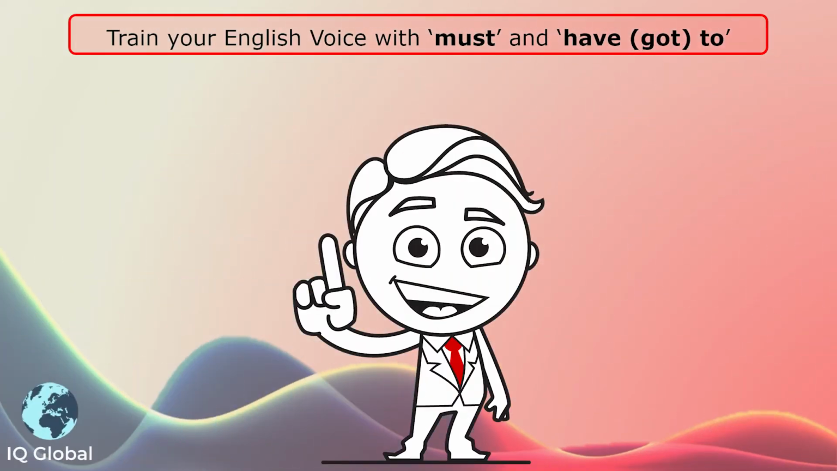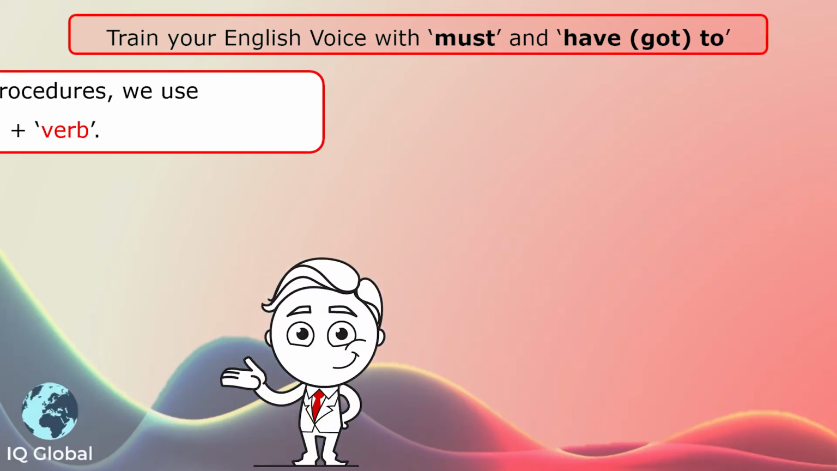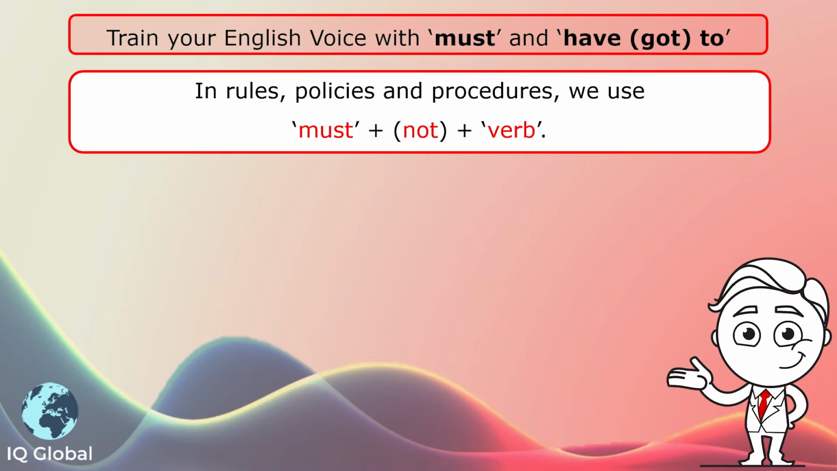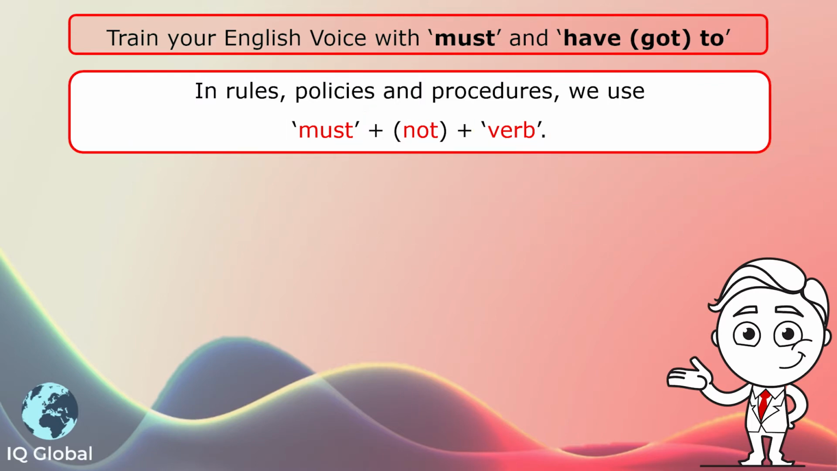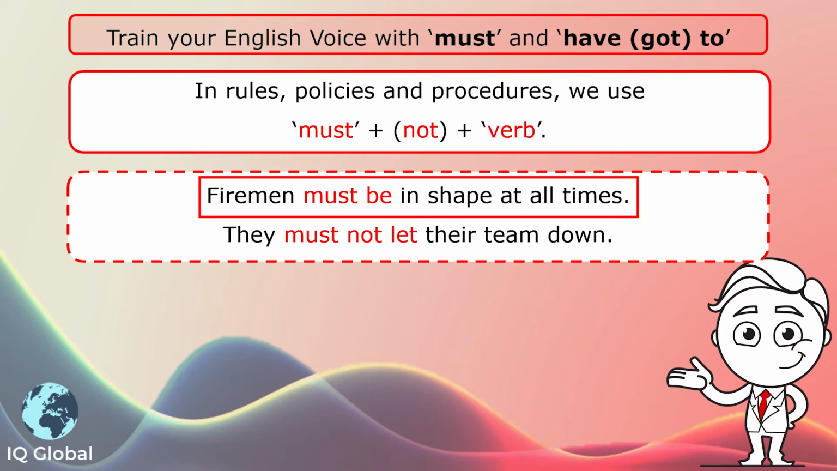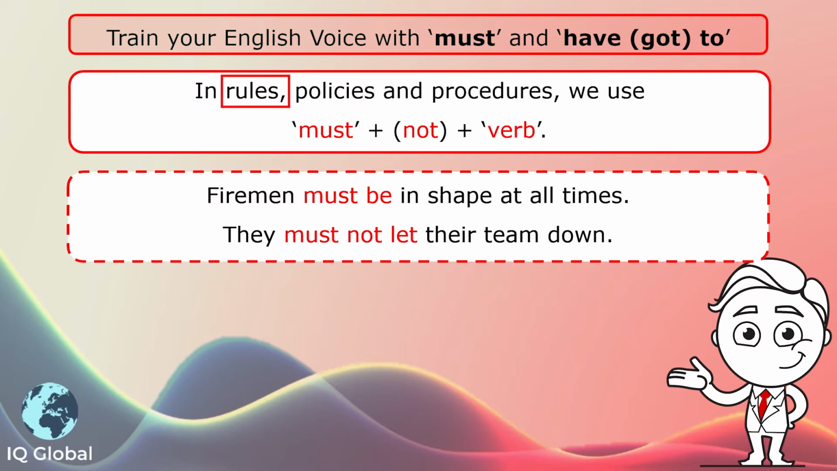In this section, we are going to learn to use must and have or have got to. We use must for rules, policies and procedures. For a positive sentence, we use must and the verb. For example, firemen must be in shape at all times. This is a rule. Firemen have to be in shape. They must be. It's very formal.